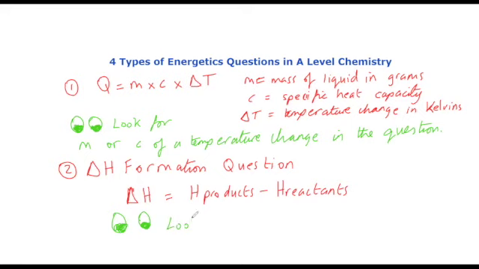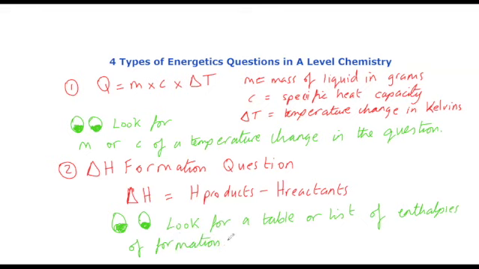And then what should you be looking for? And when I'm saying looking for, I'm looking for the information they give you before they ask you the question. So if you just bear with me. You're looking for a list of enthalpies, and the enthalpies must be only for formation. So looking for a table which has delta HFs listed.